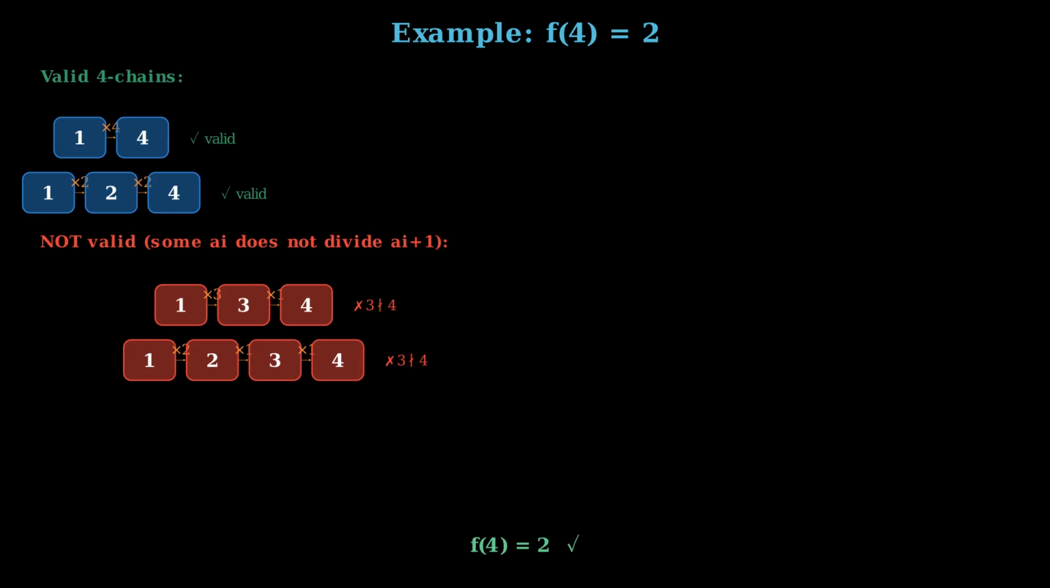What about 1 then 3 then 4? No, 3 does not divide 4. So this is not valid. What about 1 then 2 then 3 then 4? No, 3 does not divide 4. So exactly two valid chains exist for n = 4, confirming f(4) = 2.